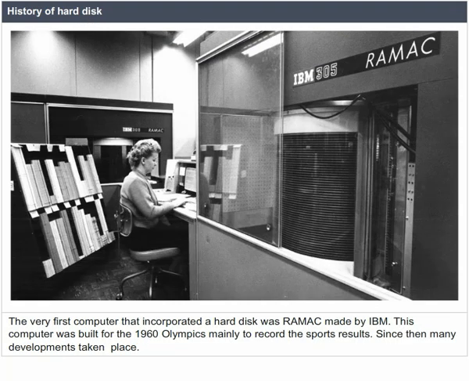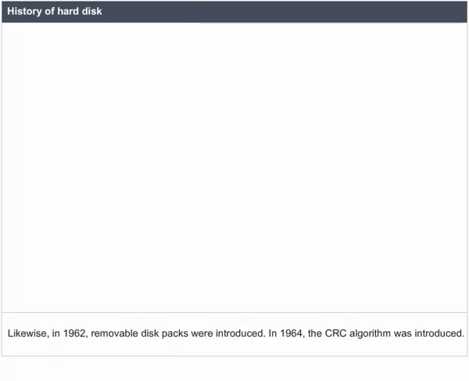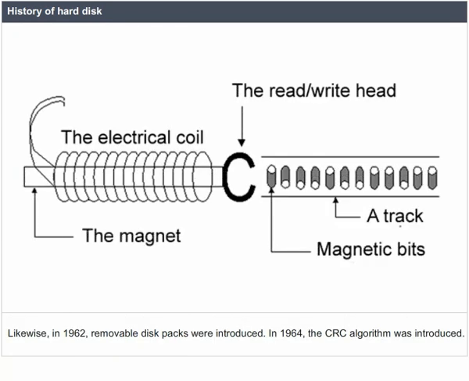The very first computer that incorporated a hard disk was RAMAC made by IBM. This computer was built for the 1960 Olympics, mainly to record the sports results. Since then, many developments have taken place. Likewise, in 1962, removable disk packs were introduced. In 1964, the CRC algorithm was introduced. Early development of hard disks.